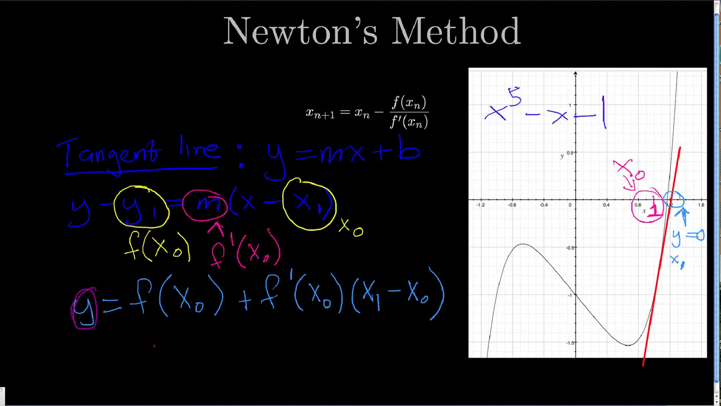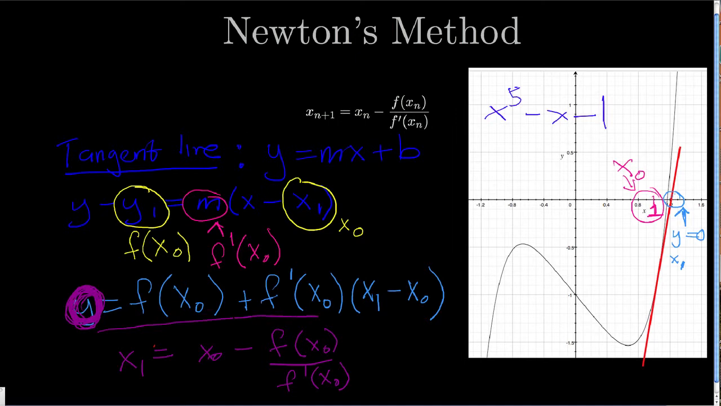So this is going to be x sub 1, and this guy right here is actually going to be 0, because now I'm looking for the x-intercept. And if you solve for x sub 1 here, you would get x sub 0 minus f of x sub 0 over f prime of x sub 0, just by doing a little algebra.